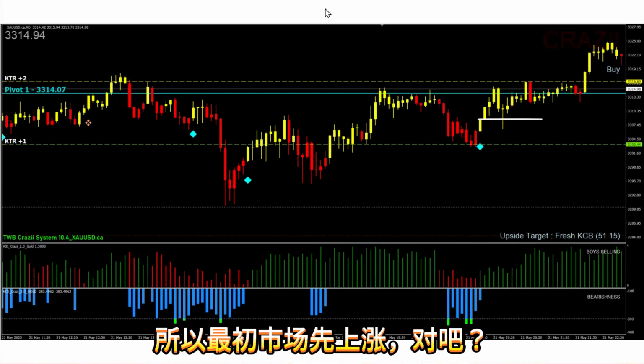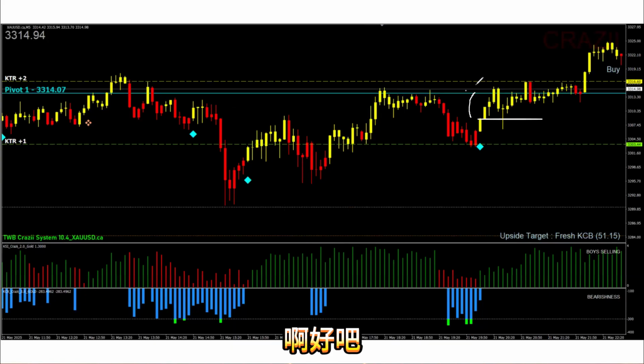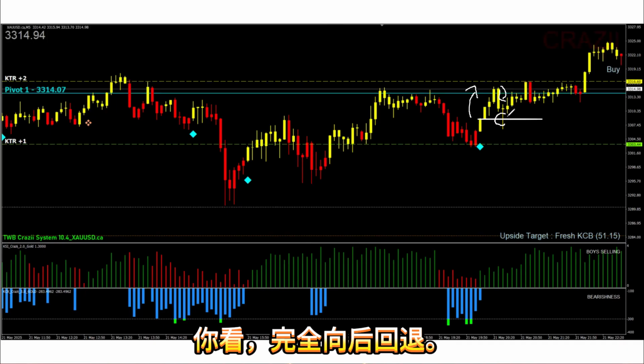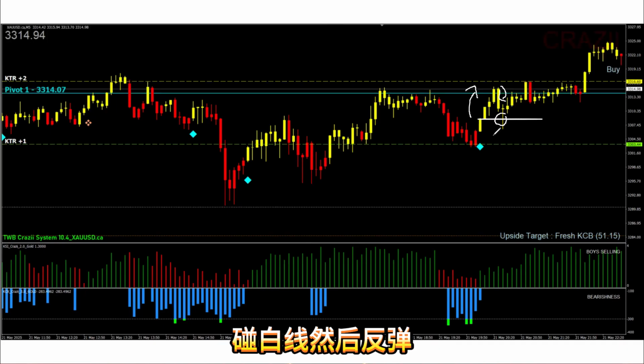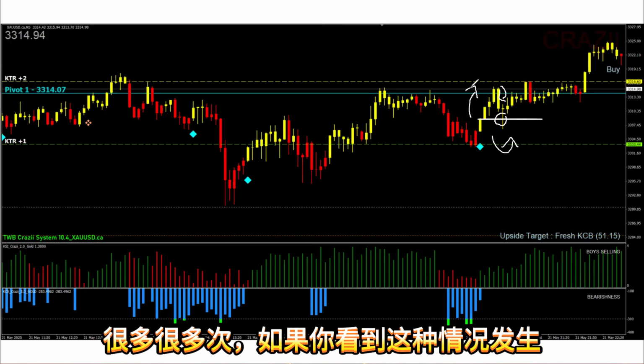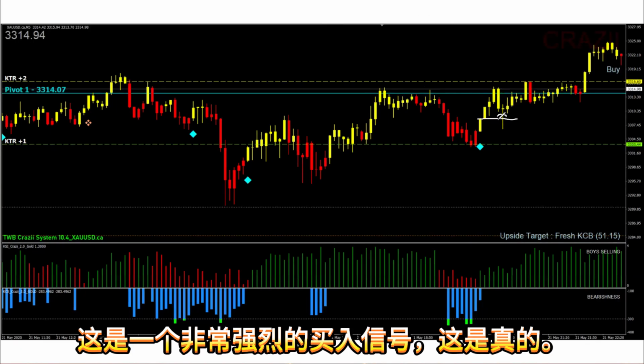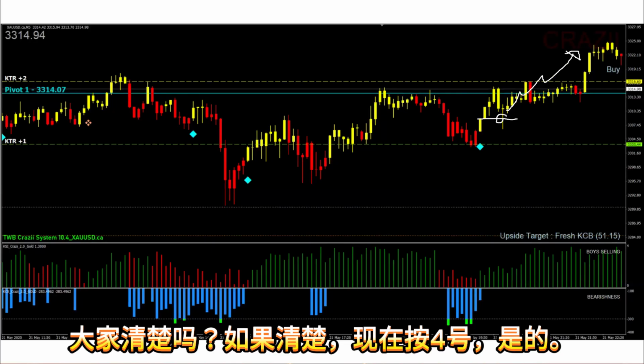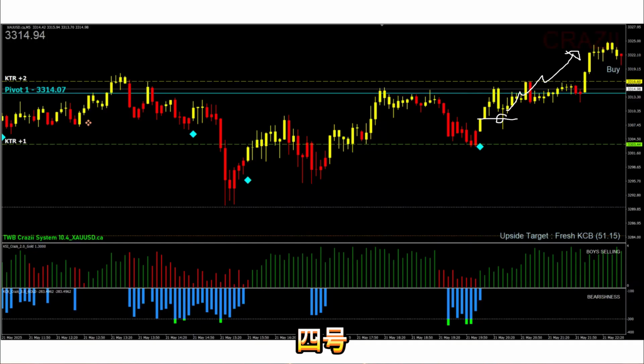So initially, the market goes up first, right? Okay, this uptrend. But then after the market pulls back down, right? And you see it pull back exactly, go like the white line and then rebound. We've said this many times. If you see this happening, this is a very strong buy signal, and truth be told, it is. All right, all clear? If all clear, press number 4 right now. Yeah, number 4.